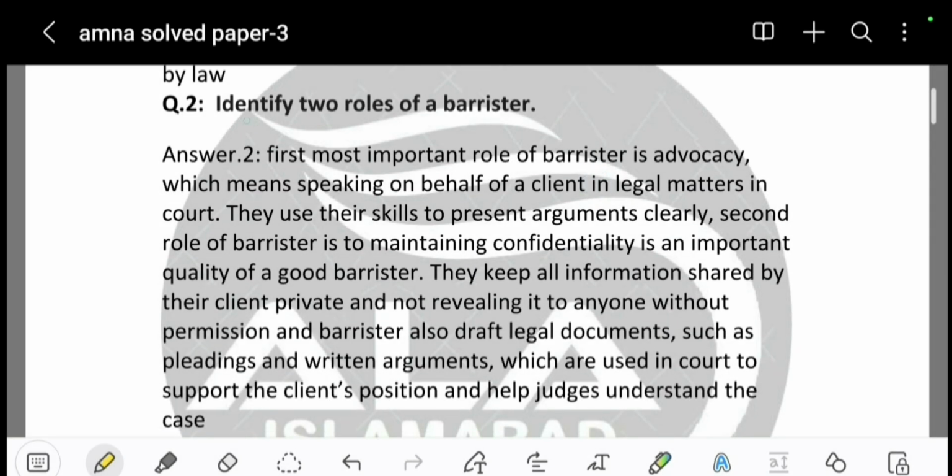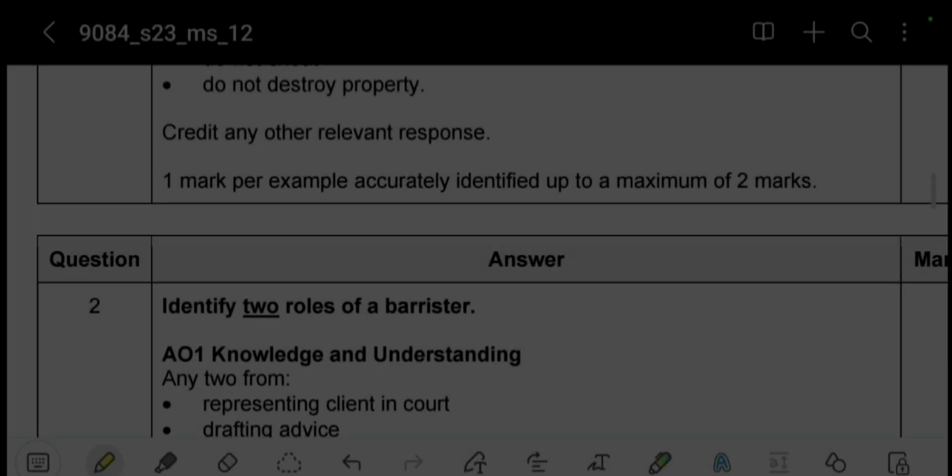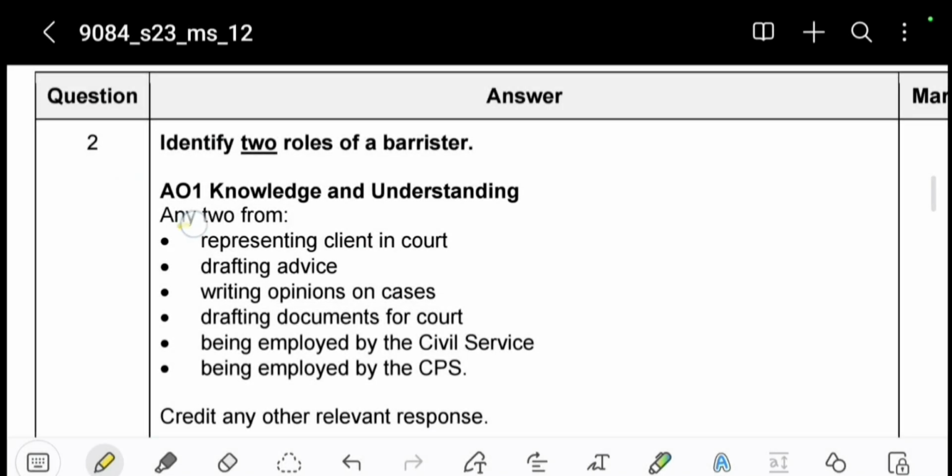Okay, it is: identify two roles of a barrister. So in this question, you have to write the two main roles of a barrister. So these are the roles of a barrister. I'm going to repeat the same line.